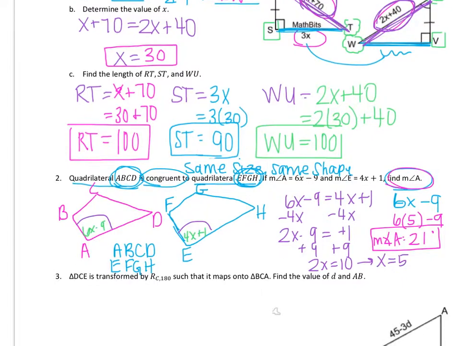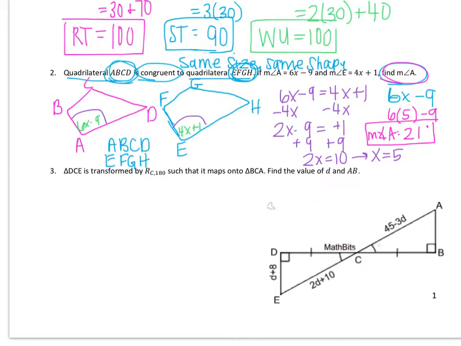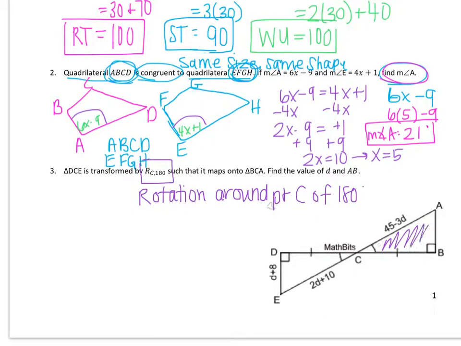Question 3 says, triangle DCE is transformed by capital R with that little c, 180. This means rotation around point C of 180 degrees. So they took this triangle here, ABC, rotated it 180 around point C such that it would map onto triangle DCE. Our goal here is to find the value of D and the length of AB.